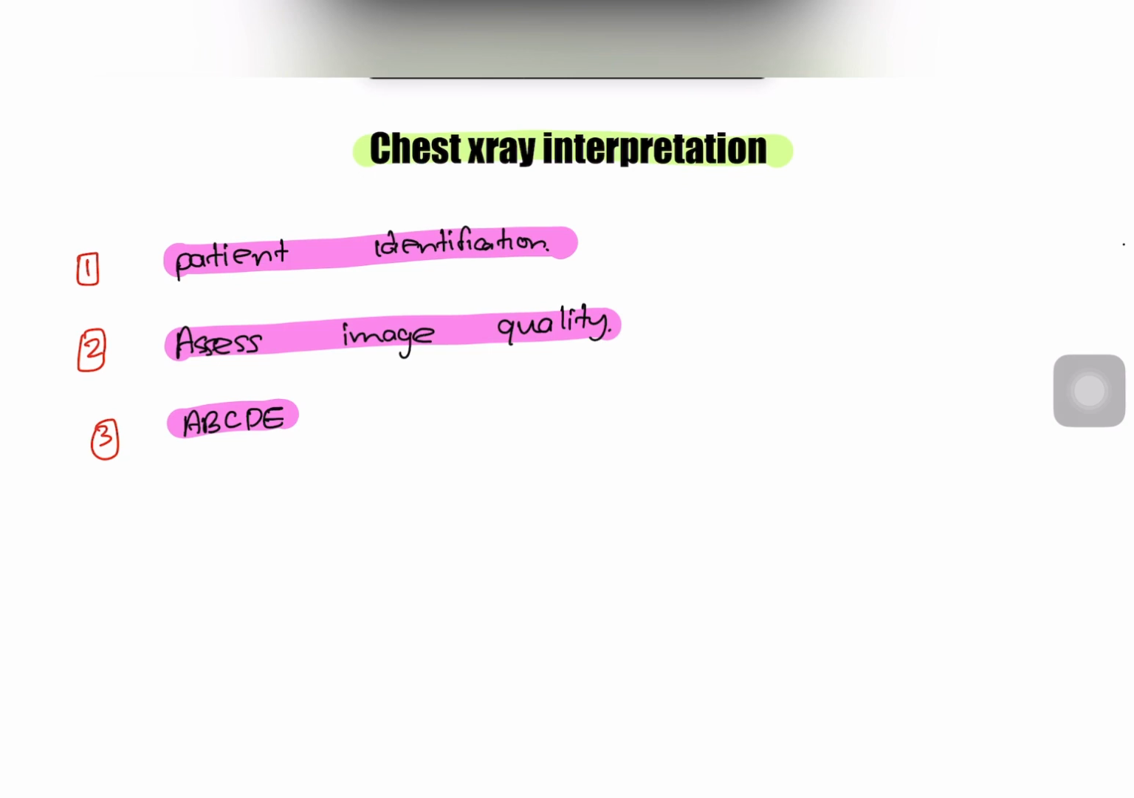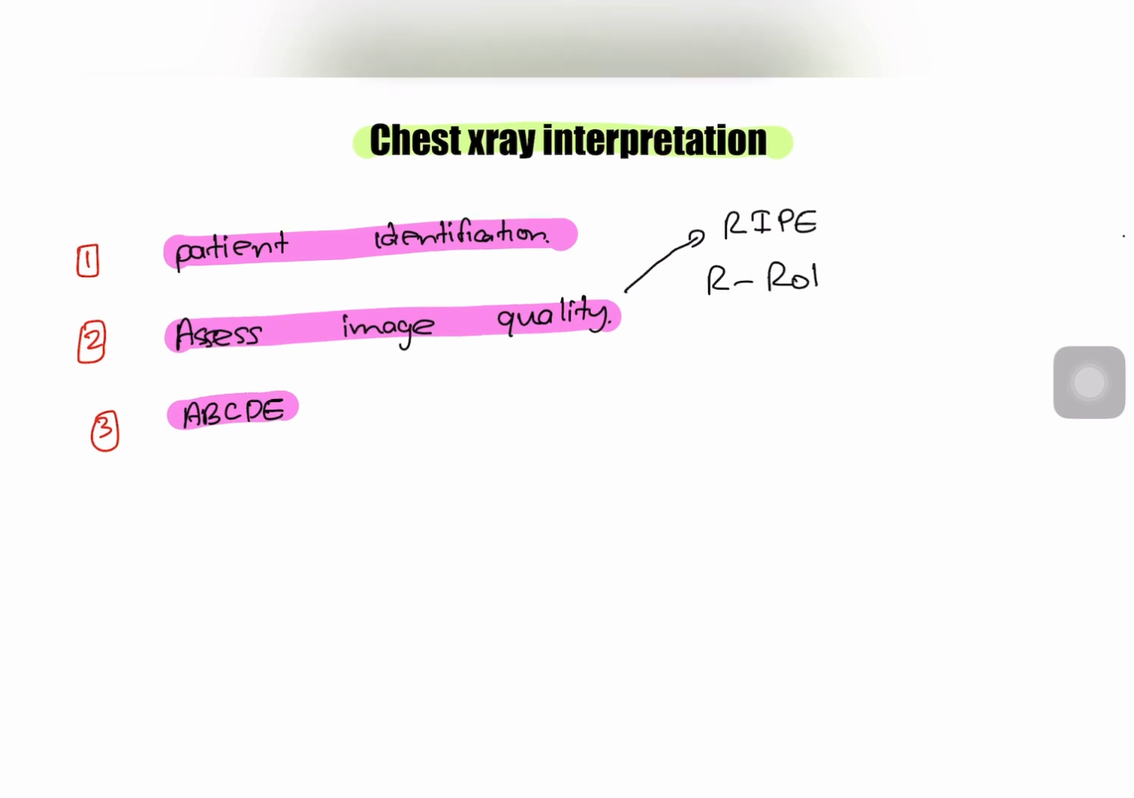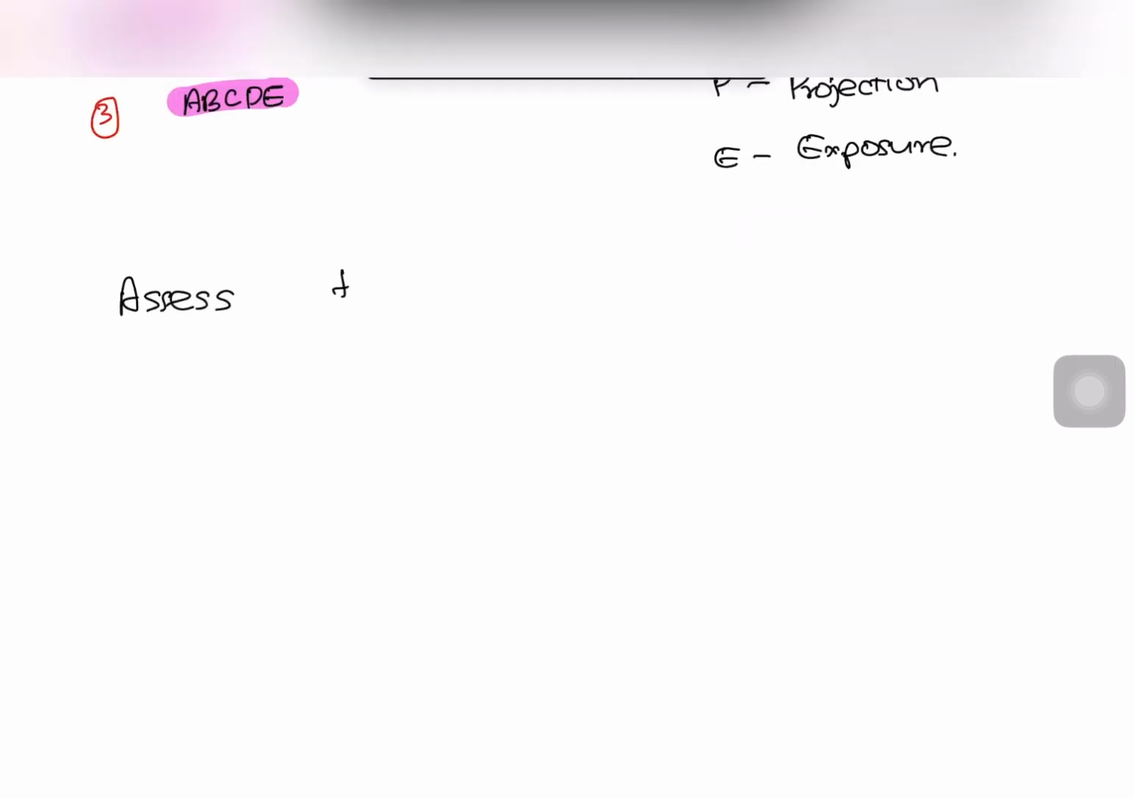In the assessment of image quality, we need to assess four main parts. Simply, we call it RIPE. R for rotation, I for inspiration, P for projection, and E for exposure. Let's discuss this in detail.